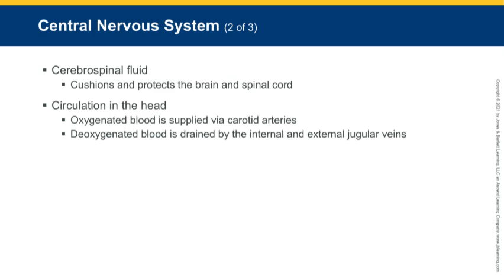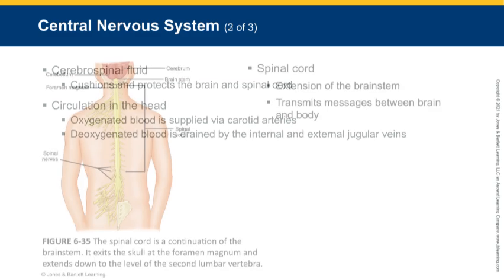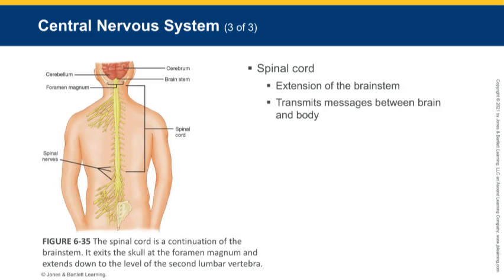Oxygenated blood is supplied to the brain via the carotid arteries, and deoxygenated blood is drained by the internal and external jugular veins. The spinal cord is an extension of the brainstem, transmitting messages between the brain and body. It exits the skull at the foramen magnum and extends down to the level of the second lumbar vertebra.